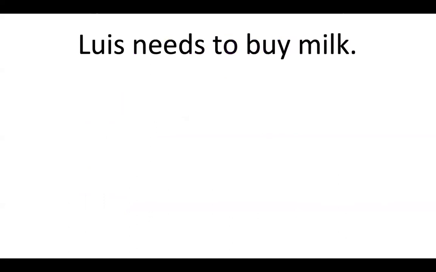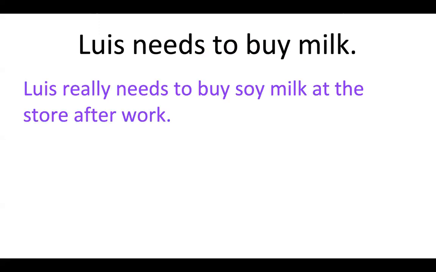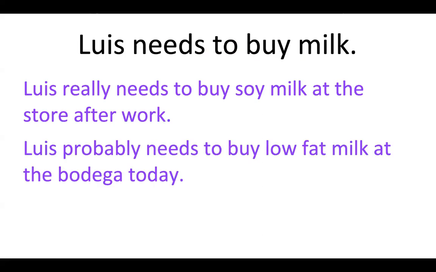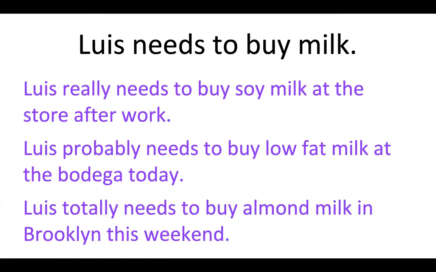So starting with this simple sentence, we can add a lot more information and build more complicated sentences. Instead of just Luis needs to buy milk, we can say, Luis really needs to buy soy milk at the store after work. Luis probably needs to buy low-fat milk at the bodega today. Luis totally needs to buy almond milk in Brooklyn this weekend.